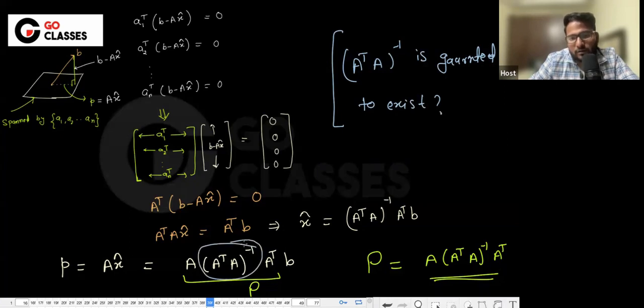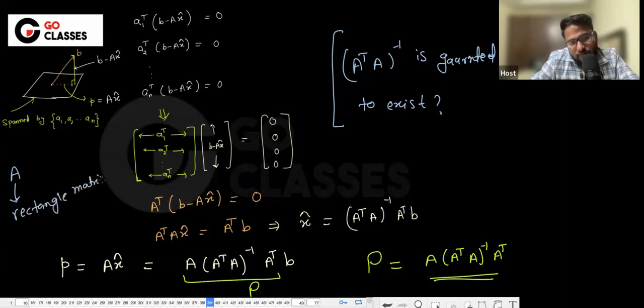Can we open up this inverse? Obviously we can't open it up, because A inverse doesn't need to exist. A may be a rectangular matrix, it need not be a perfect square matrix, because these are just n vectors and the number could be anything. So A inverse might not be making any sense. That is why you can't open up this inverse.